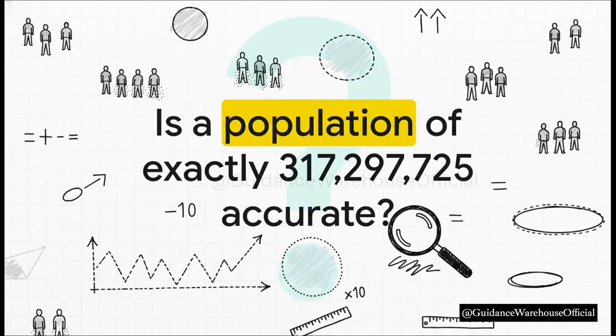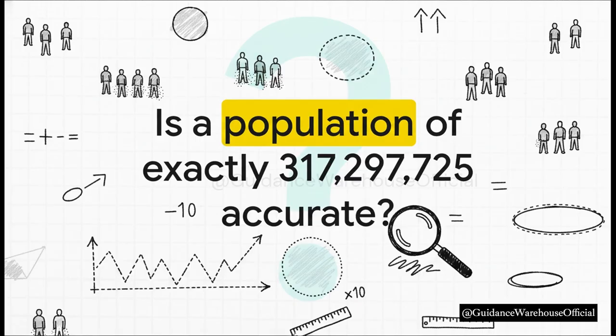4.1. I want to leave you with one final real-world provocation to chew on. Back in 2014, the U.S. Census reported the national population as exactly 317,297,725 people. Think about that. That is 9 significant figures, but really think about it.